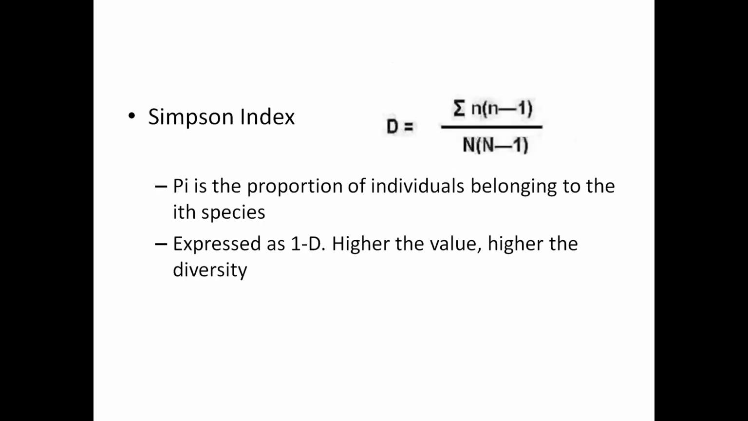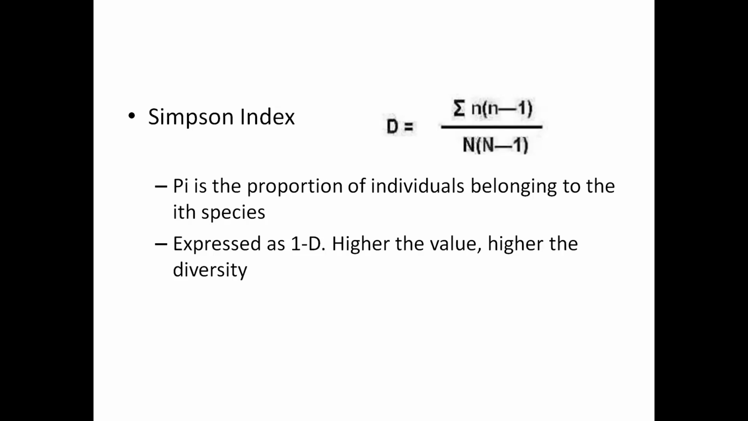And there is another index called Simpson's index, where this is the formula. Here n is the number of individuals of each species, and capital N is the total number of individuals. Generally, it is expressed as 1 minus D, because otherwise for D the value goes from 0 to 1, where 0 is higher diversity and 1 is lower diversity, and that confuses people. So it's expressed as 1 minus D. Then the higher the value, the higher the diversity, and the value for Simpson's index is between 0 and 1.